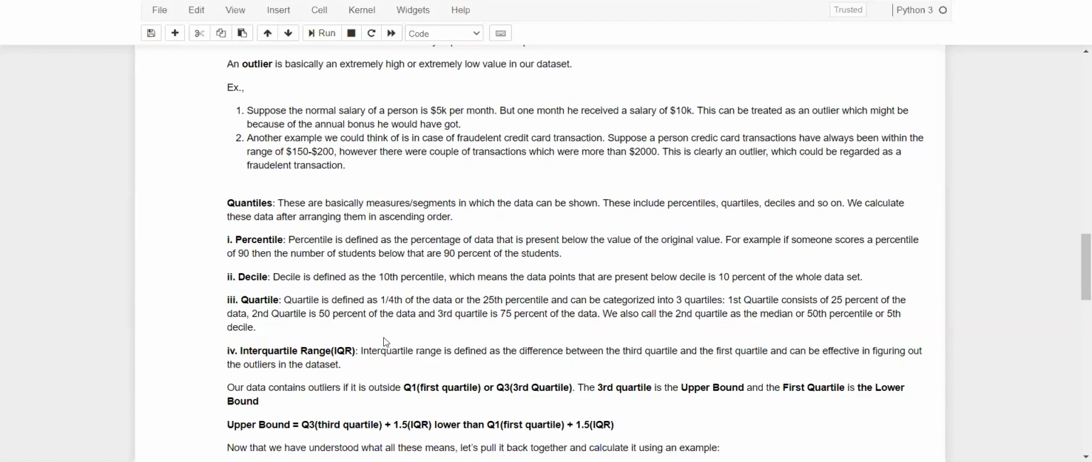Okay. And then finally we have interquartile range. So this concept is pretty important, guys. Interquartile range is basically defined as the difference between the third quartile and the first quartile. We'll understand more about this and see how it is used to determine the outliers going forward. So for now, these are the few concepts that we need to keep in mind.